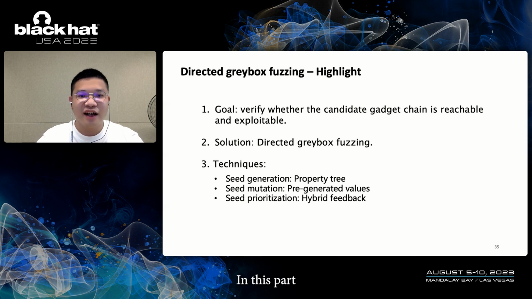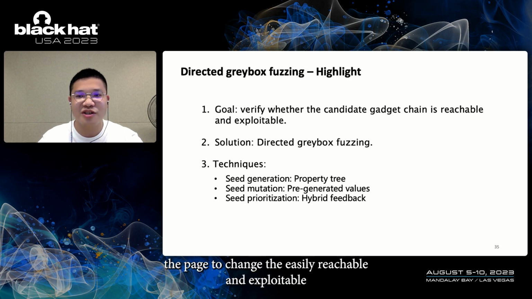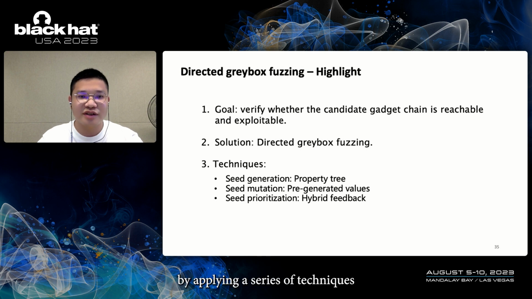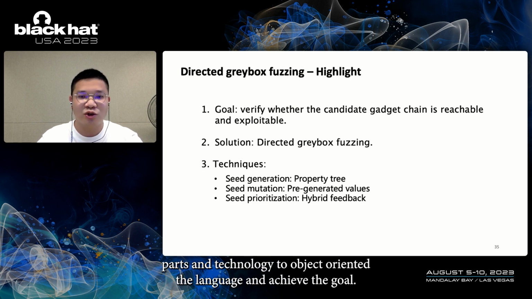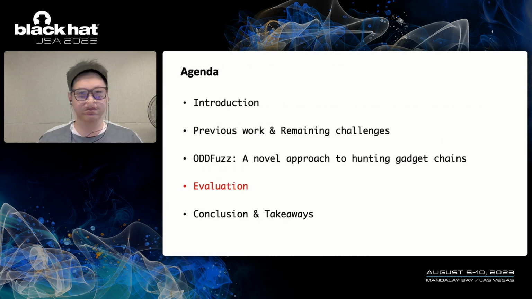In this part, I would like to emphasize some key points about the directed Greybox fuzzer. The goal is to verify whether the candidate gadget chain is reachable and exploitable. By applying a series of tactics like a property tree and hybrid feedback, we have successfully adapted fuzzing technology to object-oriented language and achieved the goal.